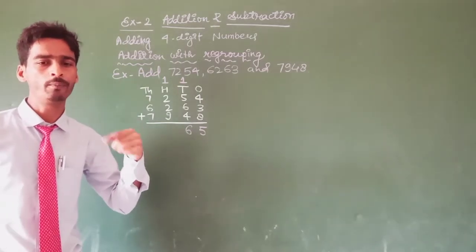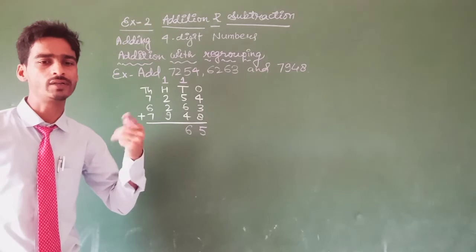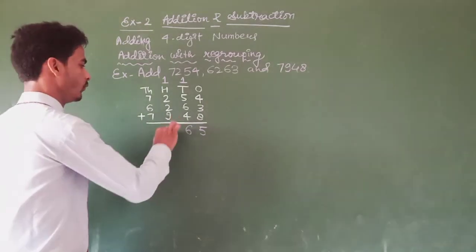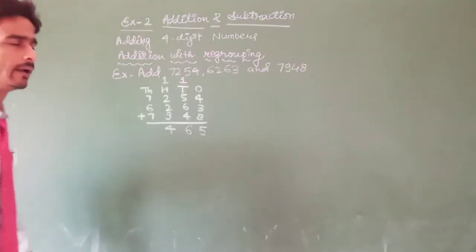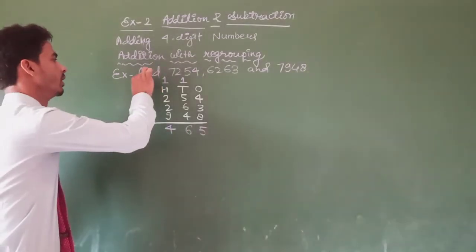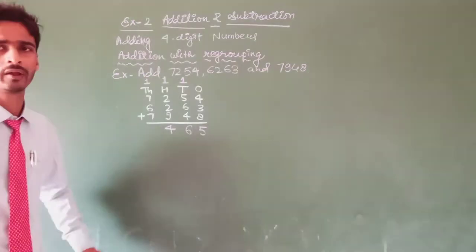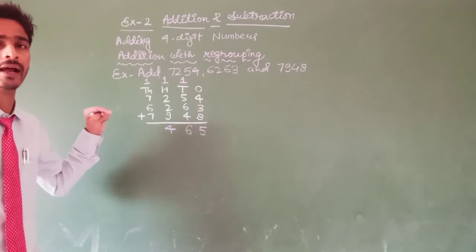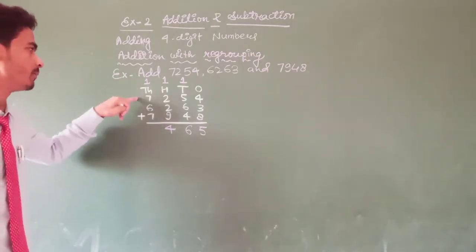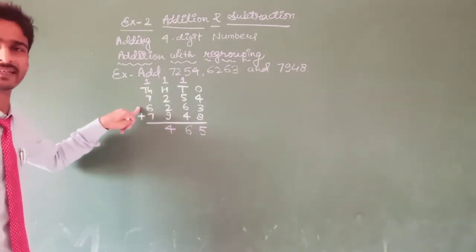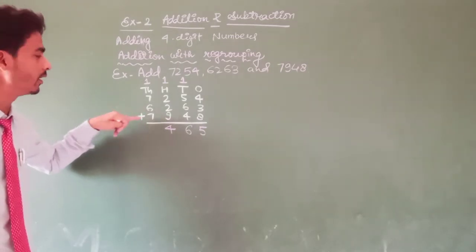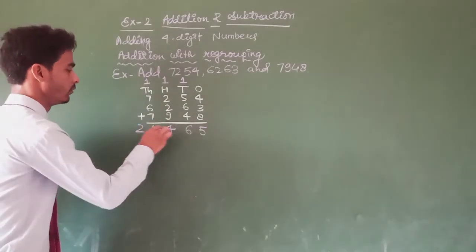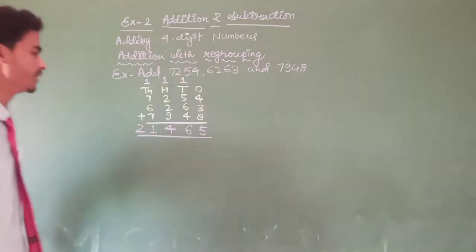Okay, regroup 14 hundreds into 1000 and 400, and write 4 in the hundreds column, and carry over 1000 to the 1000 column, and add the 1000. 1000 plus 7000 is 8000, 8 plus 6 is 14,000, and 14 plus 7 is 21,000. So that is 21,000.